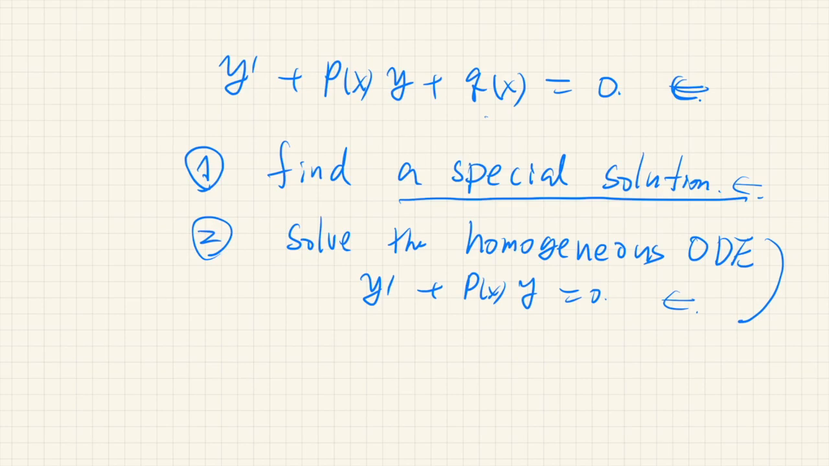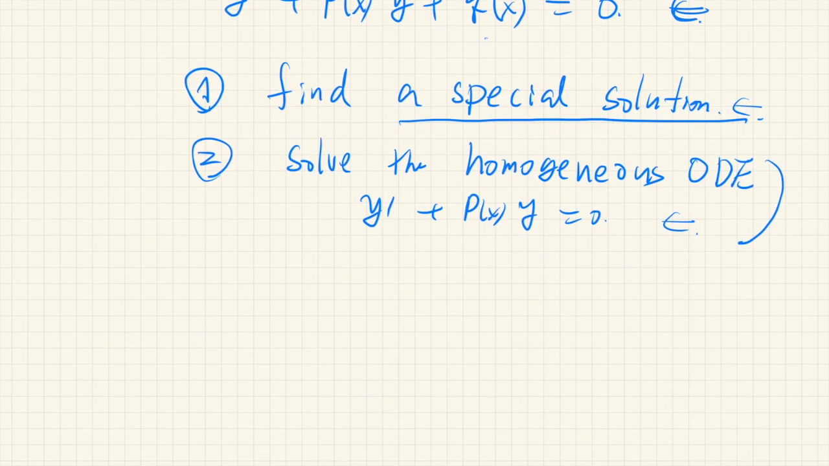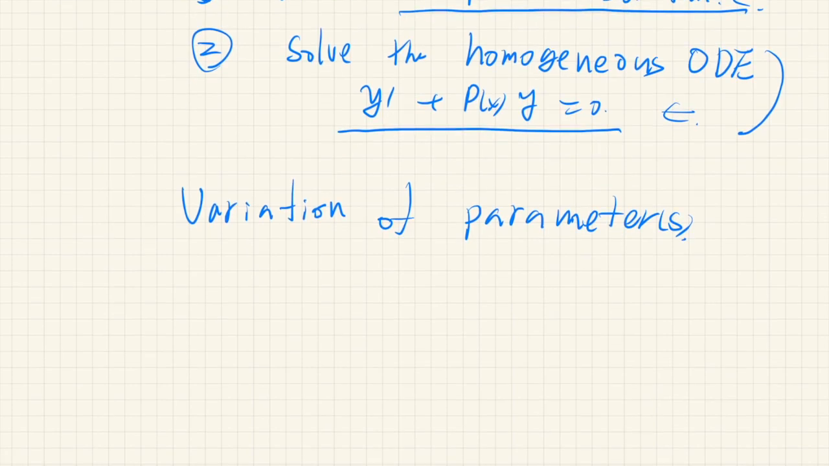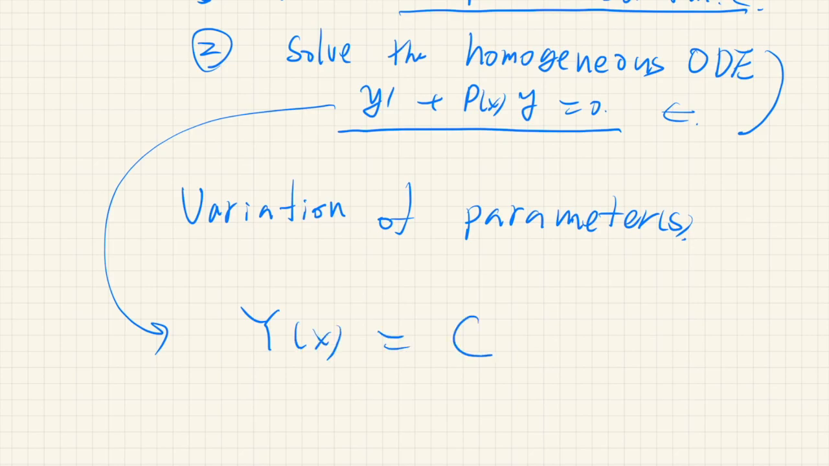One way to find a special solution is the method of variation of parameters. Possibly parameters, but in many cases just one parameter. Anyway, so here is how it goes. First, we solve the homogeneous ODE. So if we solve this equation, we have the general solution of this form. So it's some constant times exponential of something, right? So that is the exponential of negative integral of p of x dx.